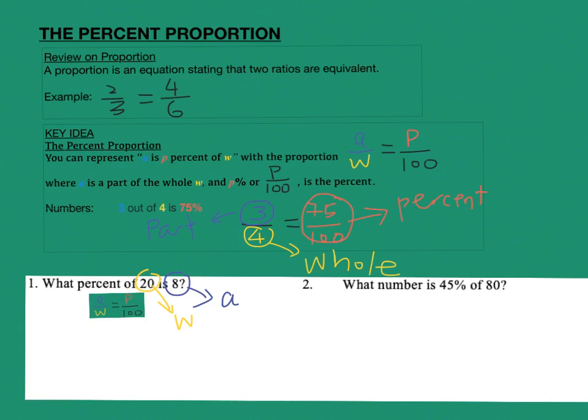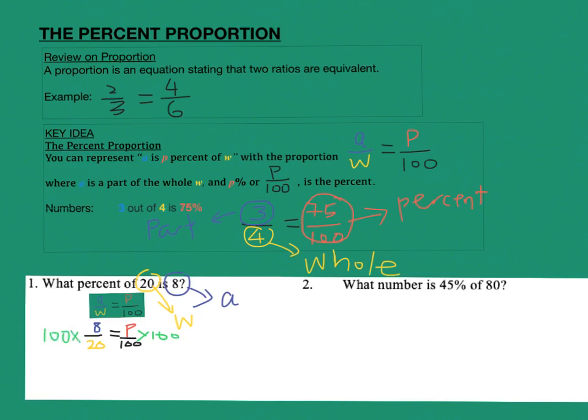So let's write the equation with these values substituted in. So 8 over W, which is 20, is equal to P over 100. And to solve this equation, you will need to think about how you can eliminate the 100 from the right hand side. P is divided by 100. So the inverse operation of division is multiplication. So you will need to multiply both sides by 100.